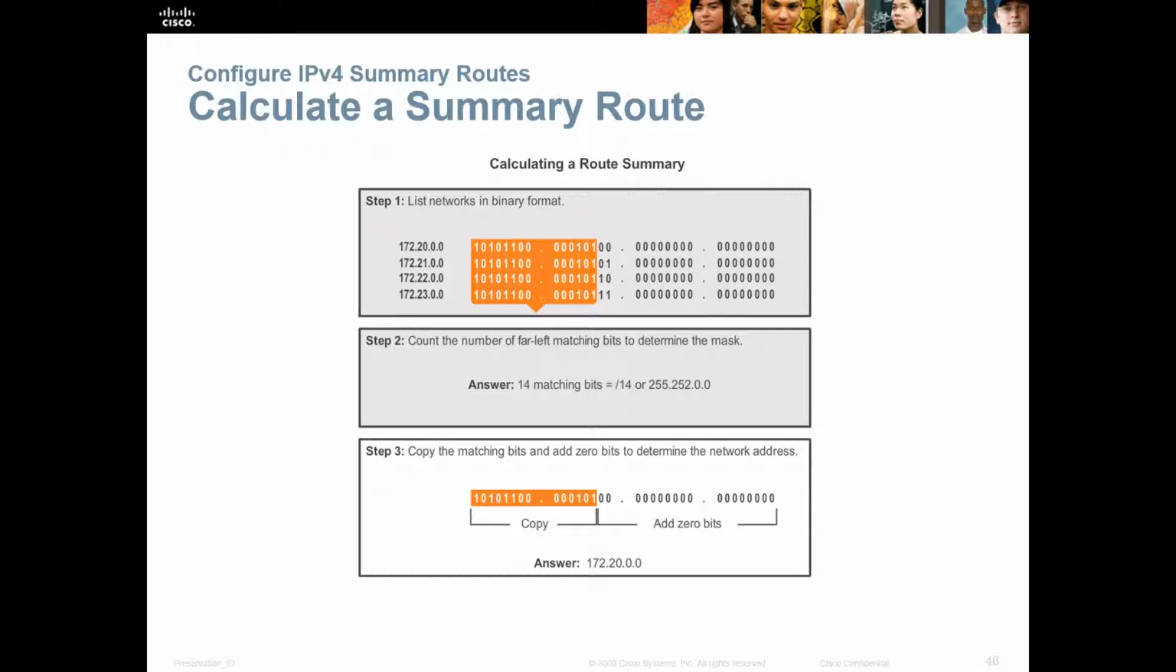Calculating a summary route, again, we see where things are similar. This is where they're all similar. We draw a line. That is our summarization. You count how many bits there are. All of those change to 0. And we get 172.20.0.0, because these equal 172, these equal 20, all of these equal 0. And on this side, there were 14 bits.